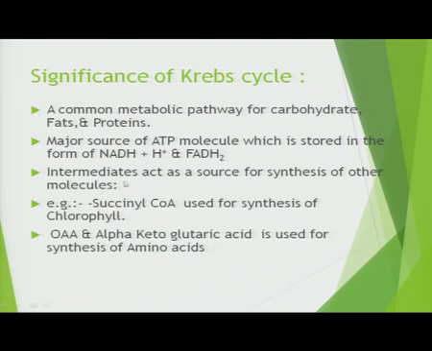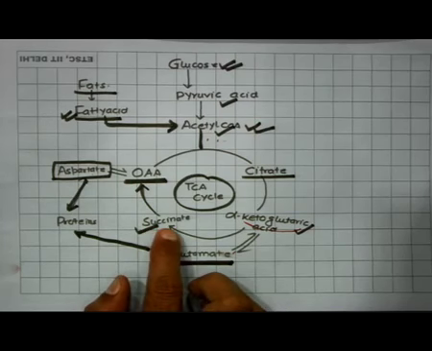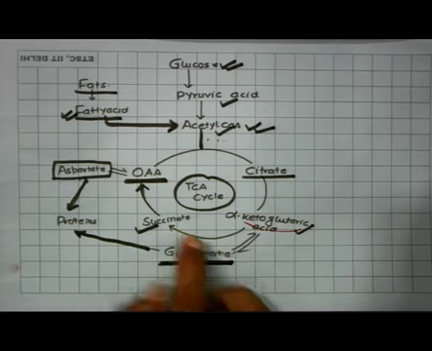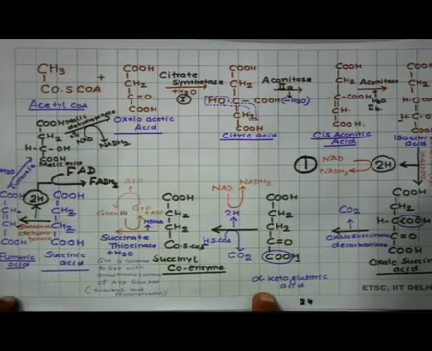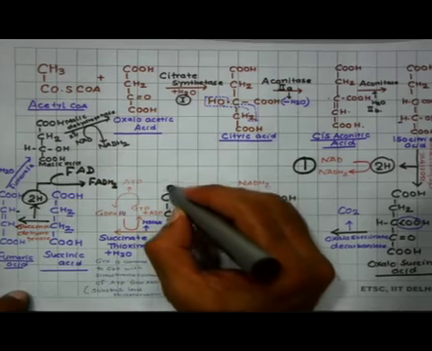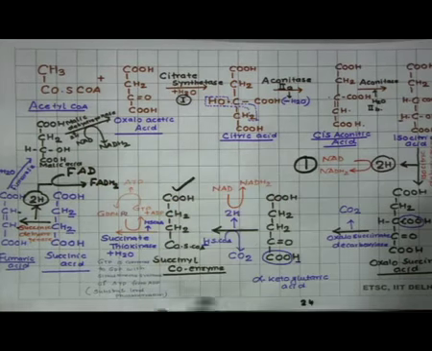The intermediates act as a source for the synthesis of other molecules. An intermediate like succinyl coenzyme A is used for the synthesis of chlorophyll. The succinyl coenzyme A, which is formed before the product of the TCA cycle, succinate. Before the formation of succinic acid, there is the succinyl coenzyme A which we have already discussed. This step is directly involved in the synthesis of the chlorophyll molecule.